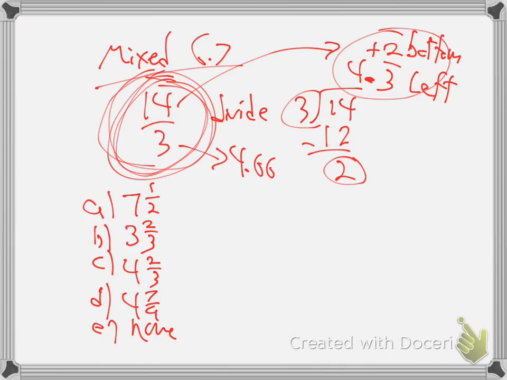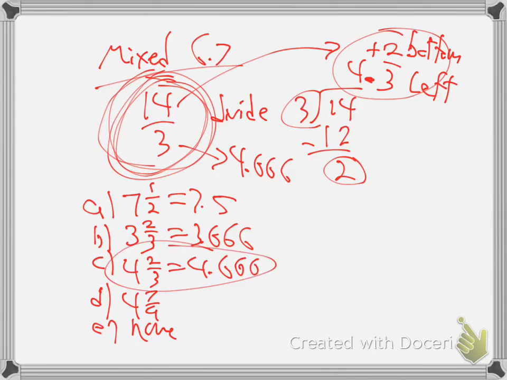It'll tell you 4.66666. This one, decimal it on your calculator, 7.5. Decimal on your calculator, 3.666. Decimal on your calculator, 4. And you go, oh yeah, that's it. Same decimal. Does that make sense? Just turn them into all decimals.